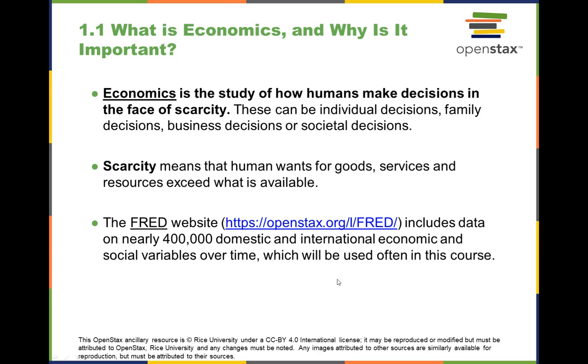And one of the important things about economics, of course, is the data that they look through in order to measure those choices that happen. For instance, the FRED website includes data of nearly 400,000 domestic and international economic social variables over time. And we look at a lot of these in economics. It includes things like inflation, unemployment, poverty, and so on. So it includes an incredible amount of data. And that's the thing, economics is a social science, but it's still numbers driven.